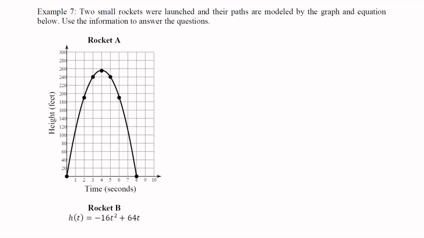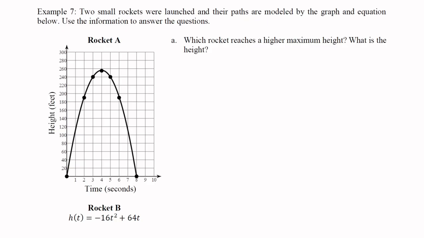Two small rockets were launched and their paths are modeled by the graph and the equation below. Use the information to answer the questions. So we have an equation already for B. Let's find an equation for A. Which rocket reaches a higher maximum height?